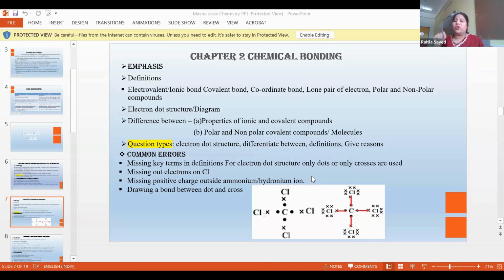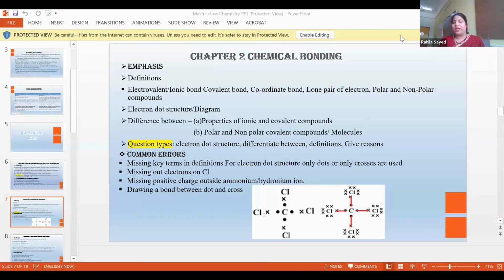Also look at the weightage of the question. If it is a 2-mark question, they will ask you to draw the entire formation. So there you need to show the entire formation. You cannot only draw the structure of the compound. When they ask you the formation, this plus this, an arrow, and this will give this. So you have to draw the entire thing.